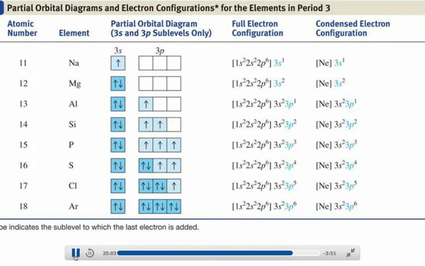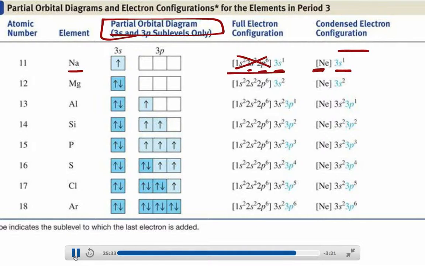Notice here for our row 3, or period 3 elements, things that have third energy levels, they have their partial orbital filling diagrams listed. They have the full electron configuration. Notice sodium: 1s2, 2s2, 2p6, 3s1. But again, all this stuff before really is not going to chemically react. All of that is neon. So you'd write neon and then just the outside electrons and the orbitals that they're in.